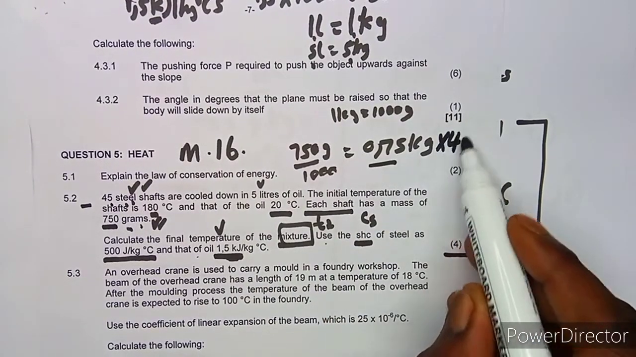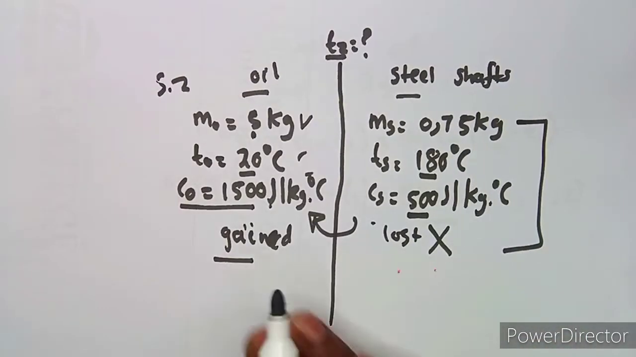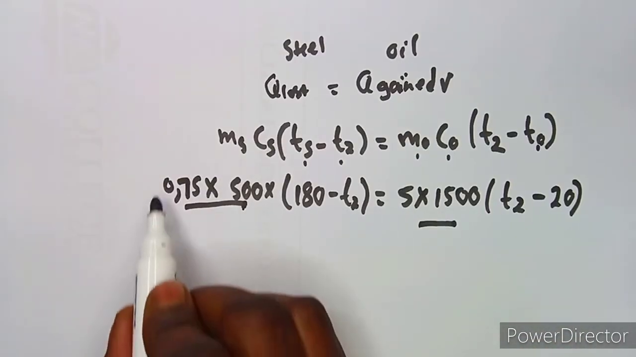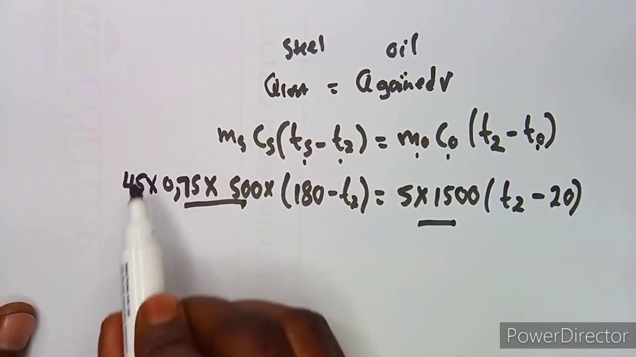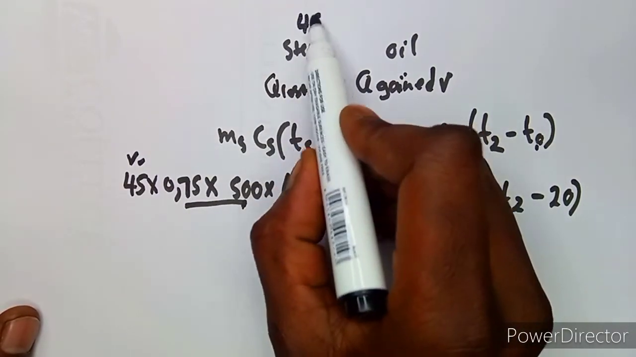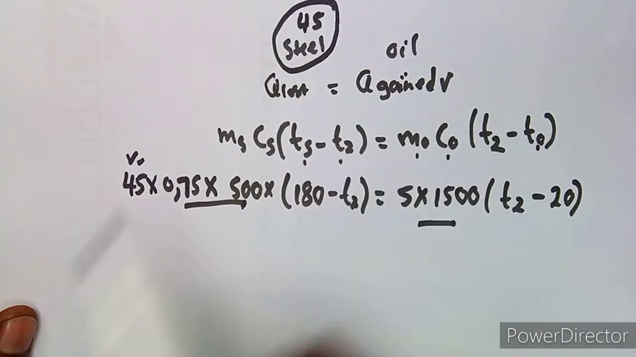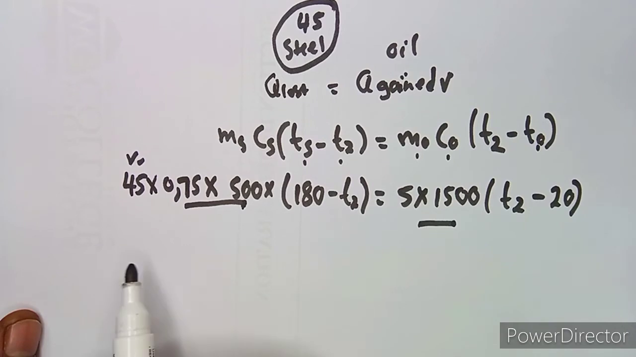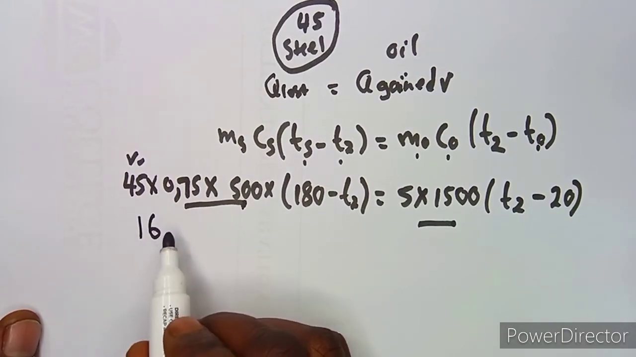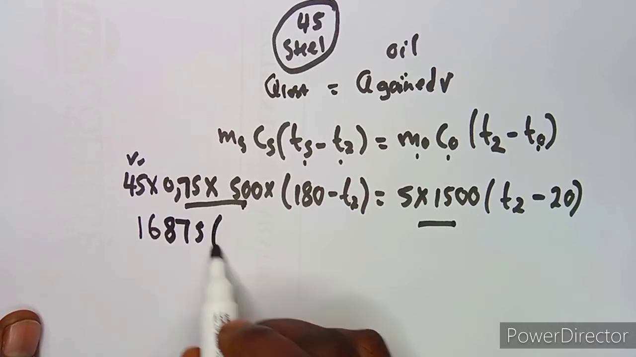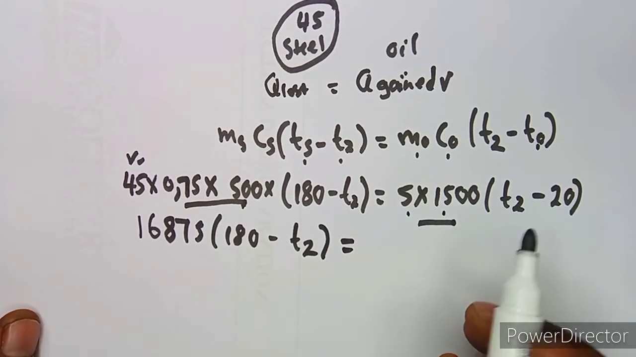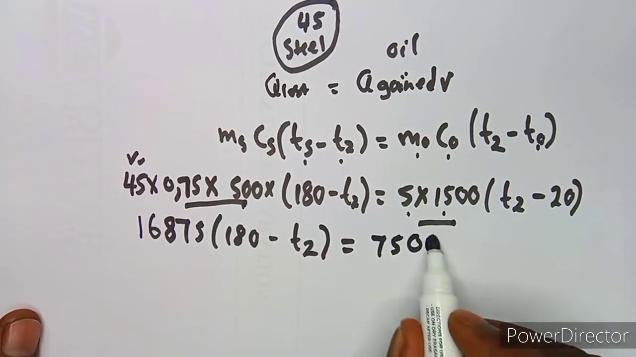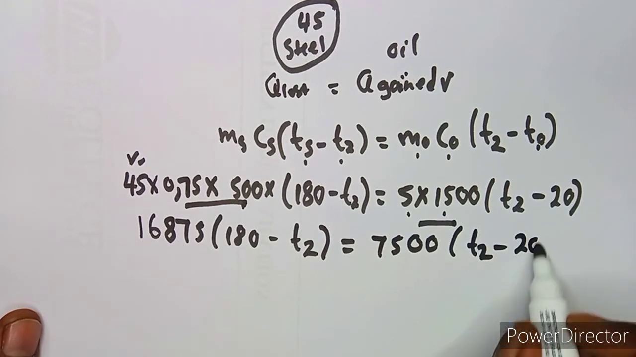So let's multiply by 45 here to obtain the total mass, because there are 45. I hope someone saw that. So this is supposed to be times 45 exactly. Now we have included the 45 steel bars that we have, so you have to multiply exactly. So that's gonna give us something like 16875 into 180 minus T2, like this, which is equal to, multiply these two, that's gonna give us 7500 into T2 minus 20, like this.